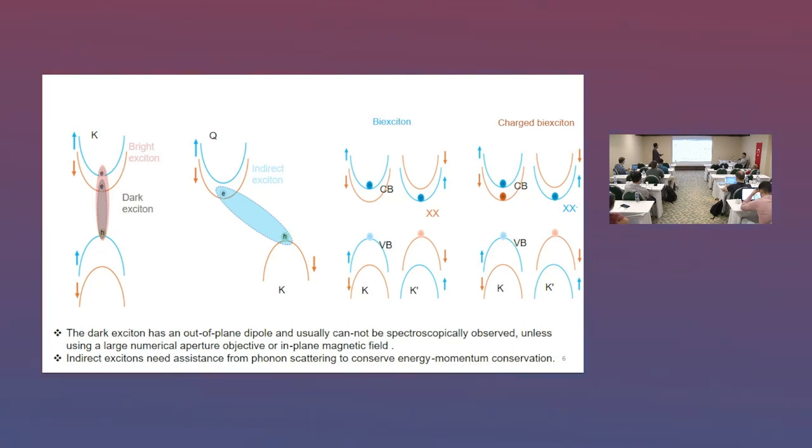And if you change the overall density of the lattice, then the bi-exciton can bind to one electron and make a charged bi-exciton. That's a five-particle system. So in this talk, I'll be talking about two-particle, three-particle, four-particle, and five-particle systems, okay?